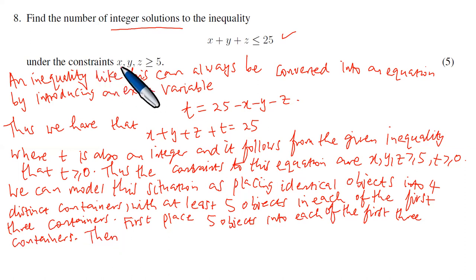Because we have at least five objects in each of the first three containers, we have X, Y, and Z as containers. At least five objects in each of them, because X can have at least five objects, and the same with Z. So first place five objects into each of the first three containers.